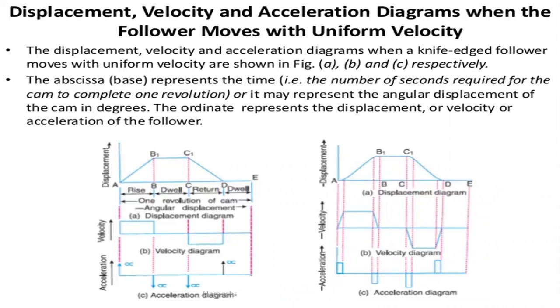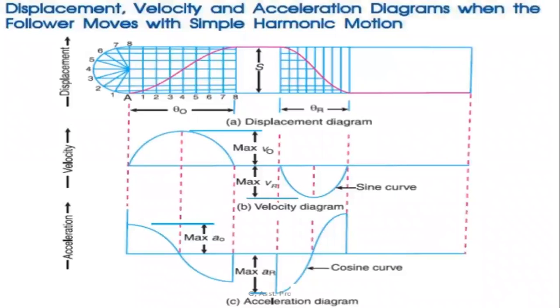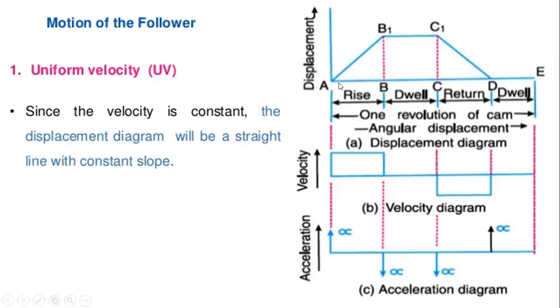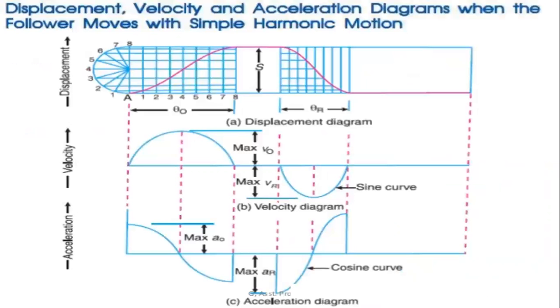So in the previous class, I explained the uniform velocity motion. We have seen that uniform velocity has a straight line curvature, and it has rise, dwell, and return, that is outstroke, dwell period, return stroke, and the dwell. Since the velocity is constant, the displacement diagram will be drawn with straight lines only. So these are the straight lines, and we need to extend it with the velocity diagram and acceleration diagram.